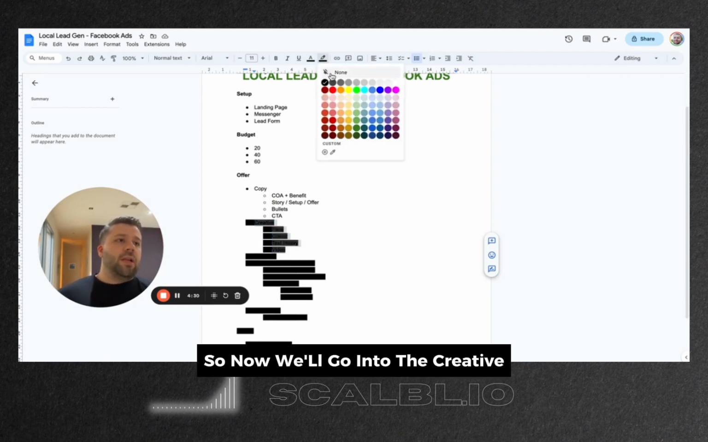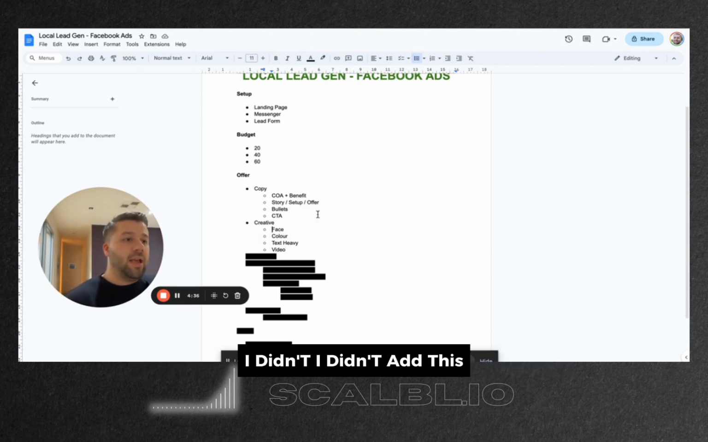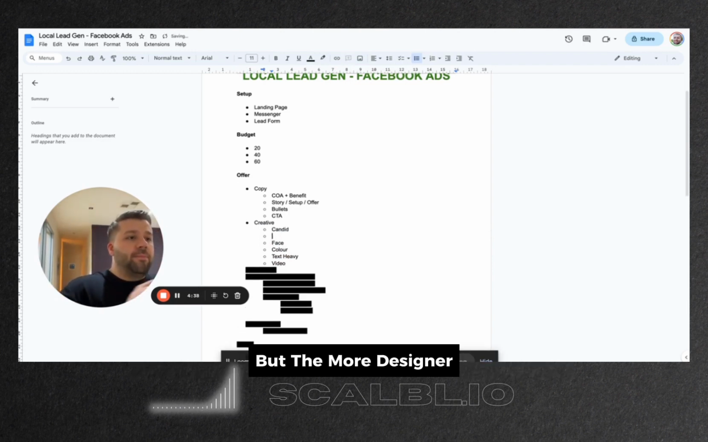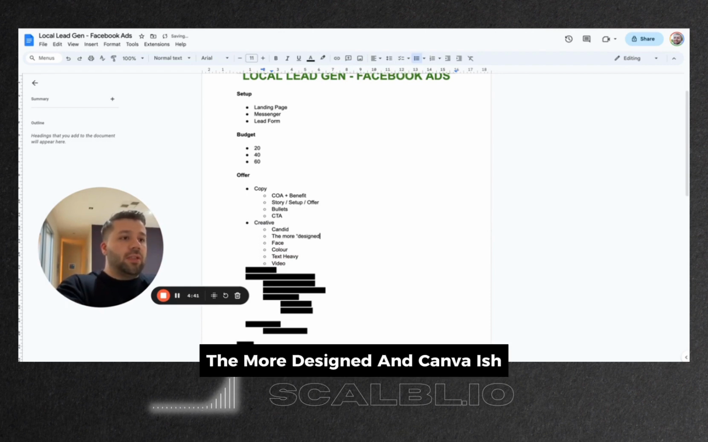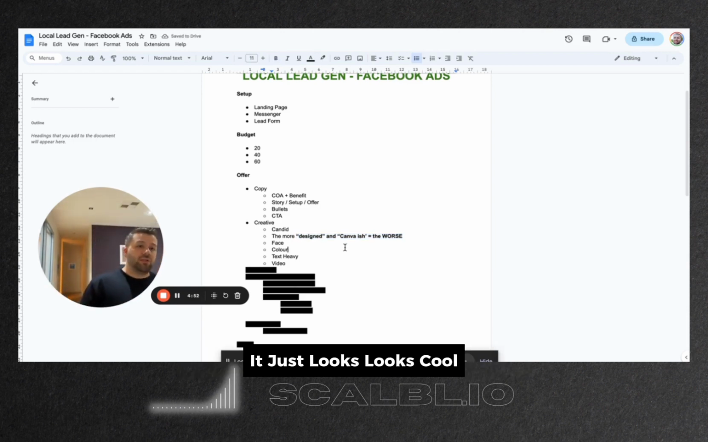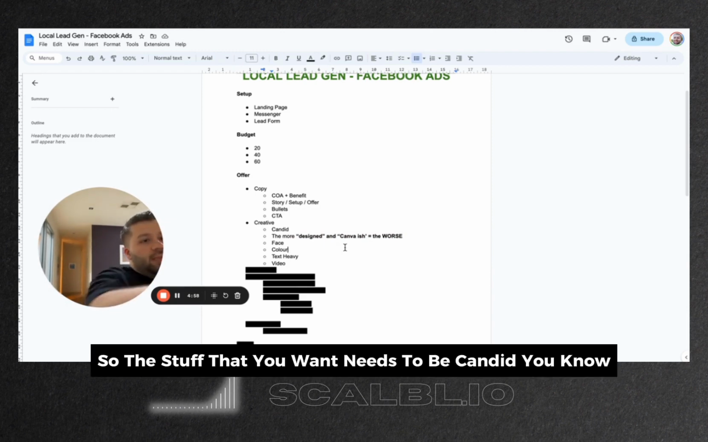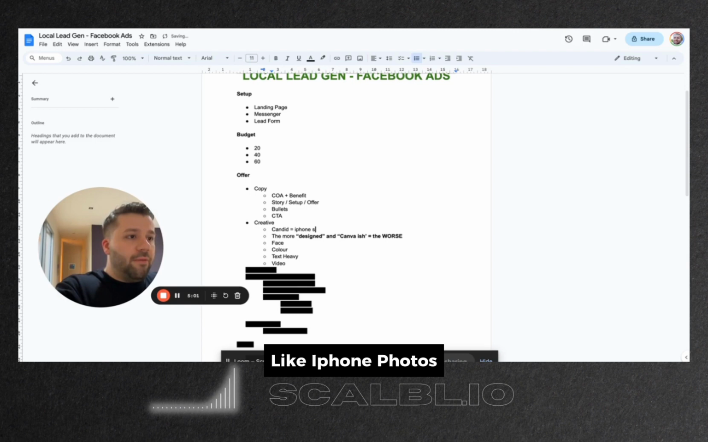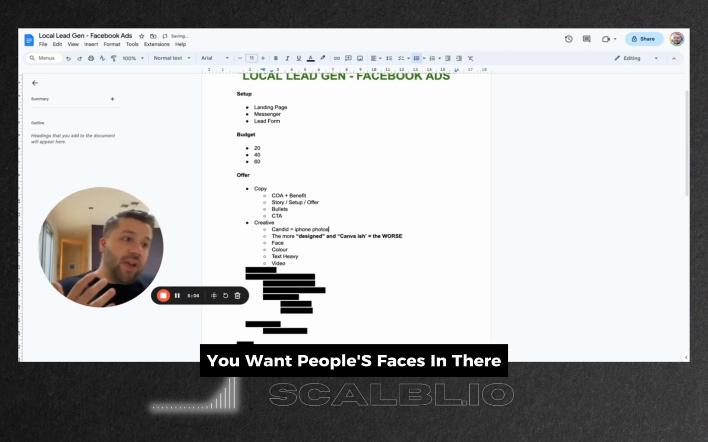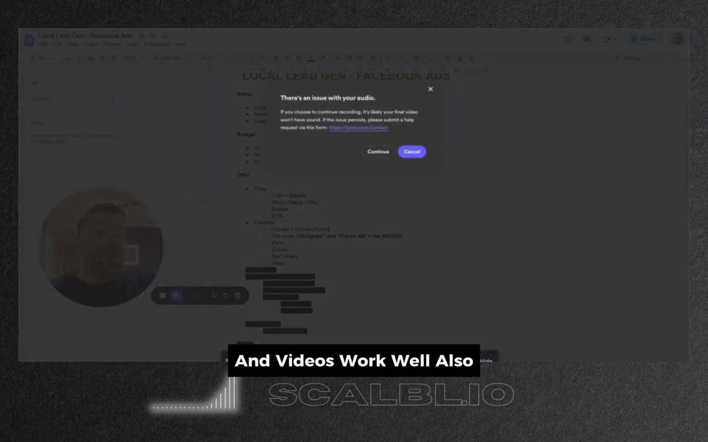Now we'll go into the creative. Usually you want it to be candid. I didn't add this, but the more designed and Canva-ish the creative is, the worse. You want to avoid stuff that looks designed and Canva-ish. It looks cool and you think it looks good, but it doesn't work. What you want needs to be candid, like iPhone photos. You want people's faces in there, and you want color in there. Text-heavy creatives work well too, and videos work well also.